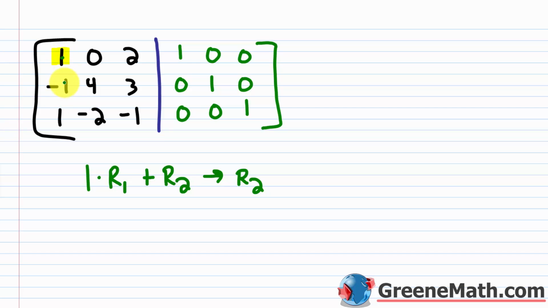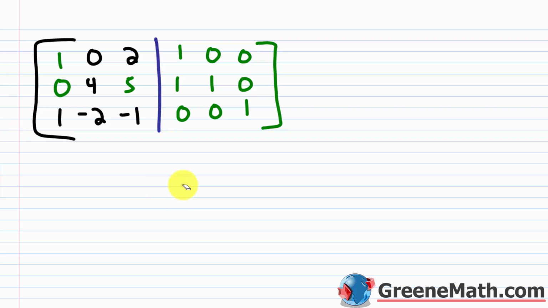So 1 plus negative 1 is 0. Let me make that a little better. And then 0 plus 4 is just 4, so that's going to stay unchanged. 2 plus 3 is going to be 5. 1 plus 0 would be 1. 0 plus 1 would be 1, so that stays 1. 0 plus 0 is obviously 0, so that stays as a 0. All right, so that's the first step.